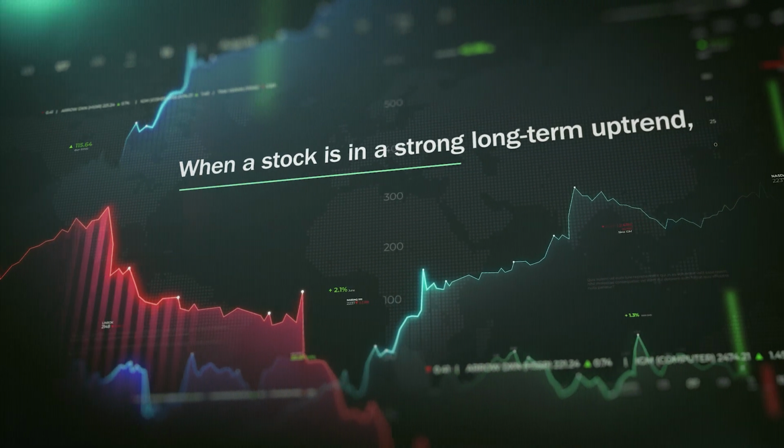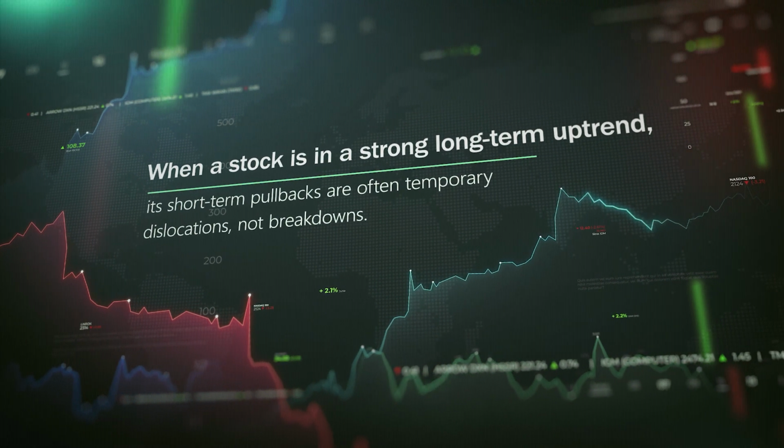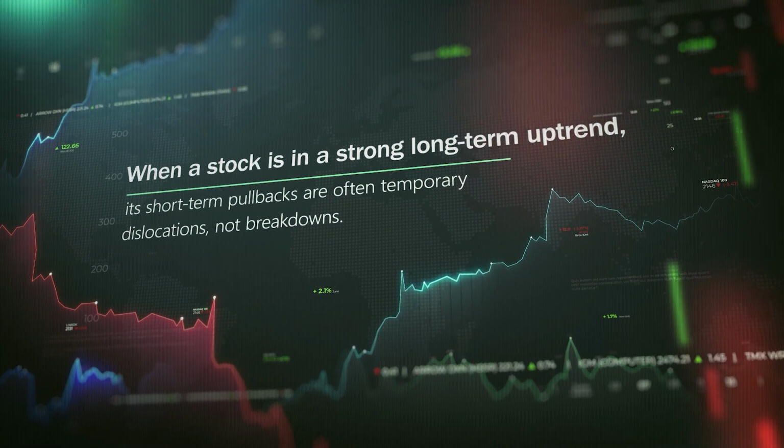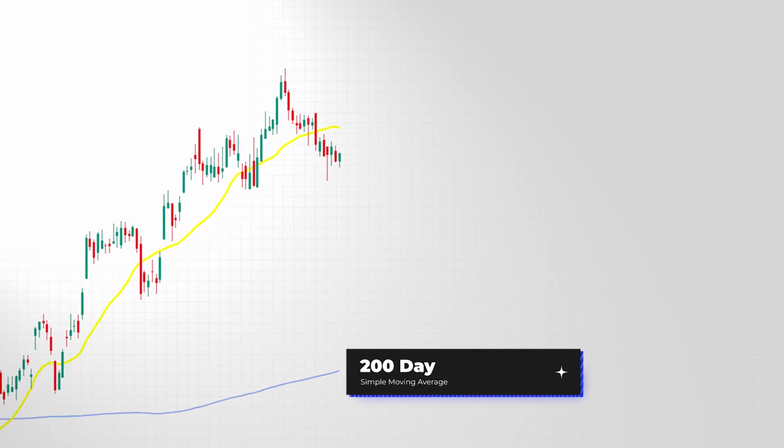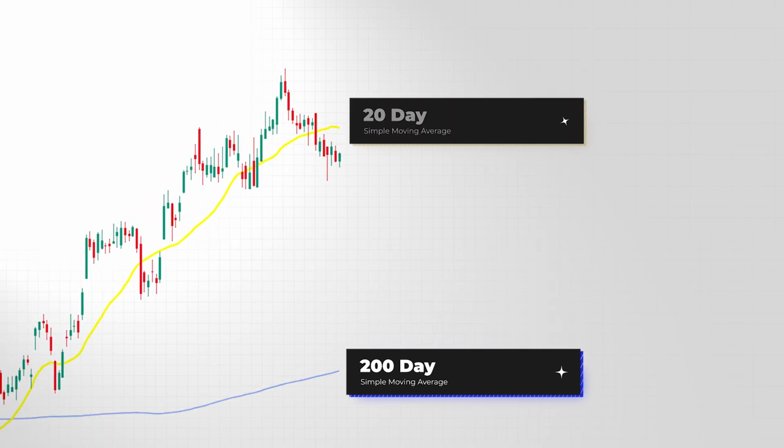The envelope reversion strategy is built on a simple belief. When a stock is in a strong long-term uptrend, its short-term pullbacks are often temporary dislocations, not breakdowns. Instead of chasing strength, this strategy waits for weakness inside strength. It looks for high-quality liquid stocks that are still trading above their long-term trend, defined using the 200-day moving average, but have temporarily fallen below their short-term equilibrium, defined using a 20-day moving average envelope. That moment of overextension is where the strategy enters, aiming to capture the move back toward fair value.